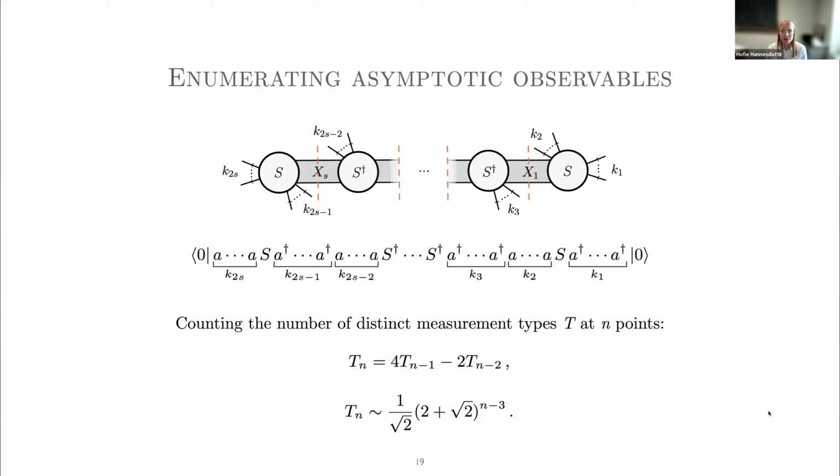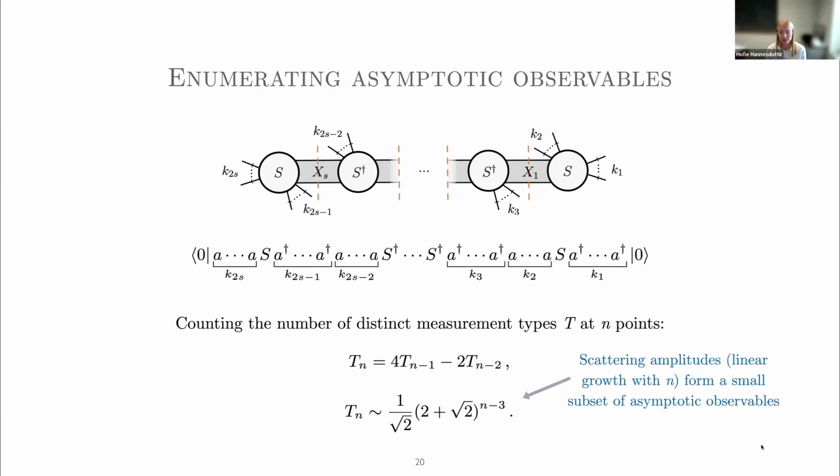At n points, we can start enumerating all the different possibilities that we can have. So we can start stringing together basically any combination of A daggers followed by an S matrix, then A daggers. And we can have different countings of all of these. And we can actually do the count, and the number of distinct measurement types at n points satisfies this recursion relation here, which gives that it actually grows exponentially with the number of points, which is maybe not surprising. It's basically, we can scramble things in multiple different ways. But this shows us that scattering amplitudes, which grow linearly with n, actually form a very small subset of asymptotic observables as we go to higher and higher points.